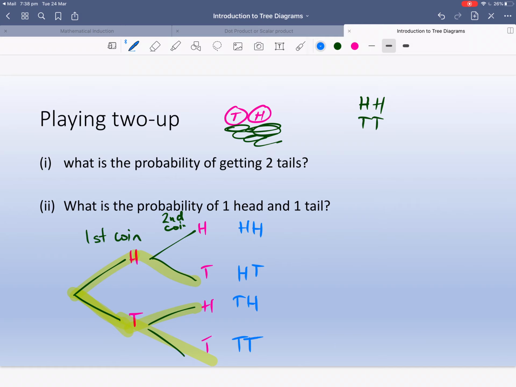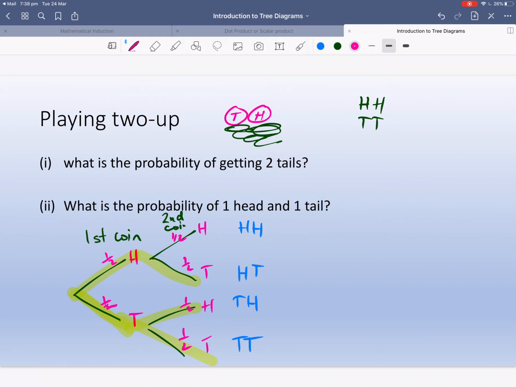Now there's 2 ways we can do this. What's the probability of getting tails in the first coin? Well, it's just a half. What's the probability of getting heads? It's a half. What about in the second coin? Well, it's the same thing, okay? So I'm going to write that there.